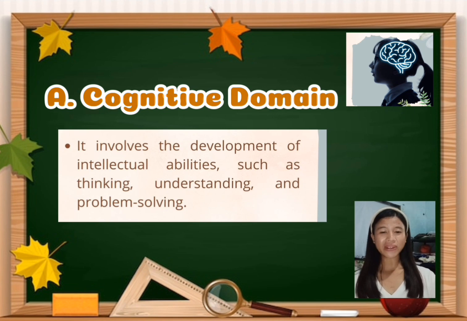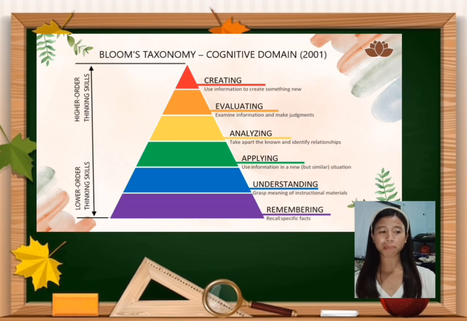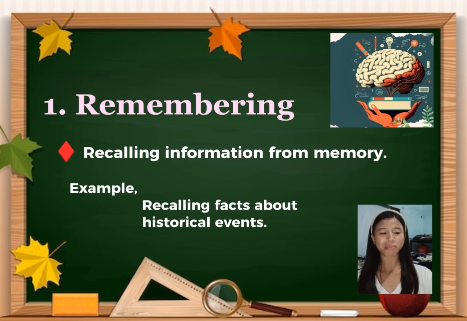First domain, we have the cognitive domain. It refers to mental skills and knowledge. It involves the development of intellectual abilities such as thinking, understanding, and problem solving. It focuses on how learners process information, think critically, and gain knowledge. This domain is commonly represented by Bloom's taxonomy, which organizes cognitive skills into 6 levels from basic to complex.